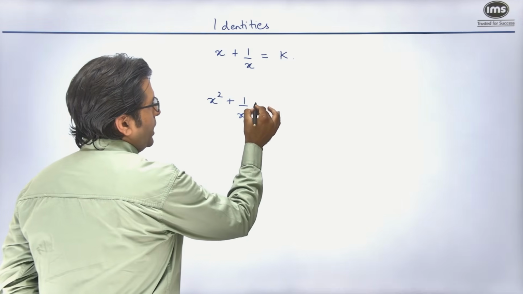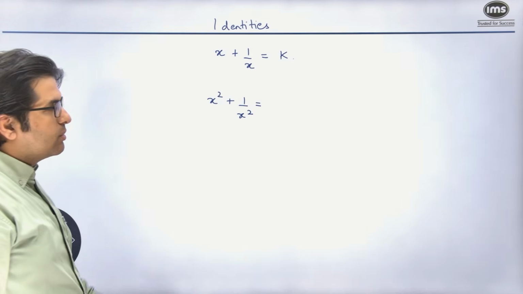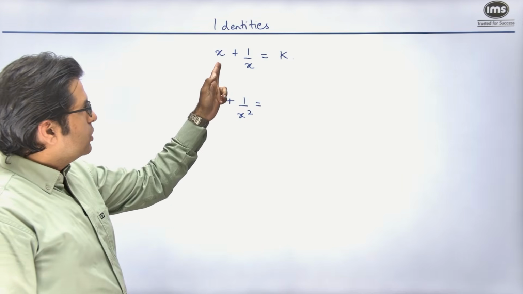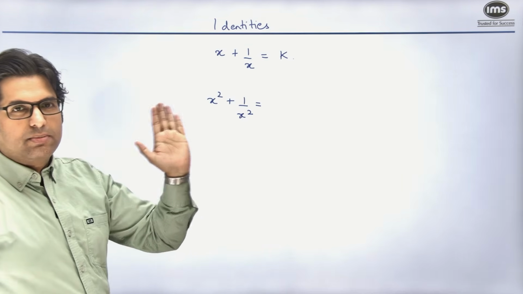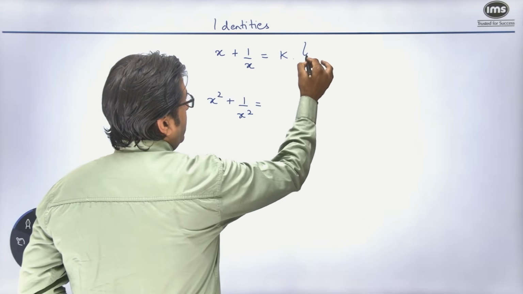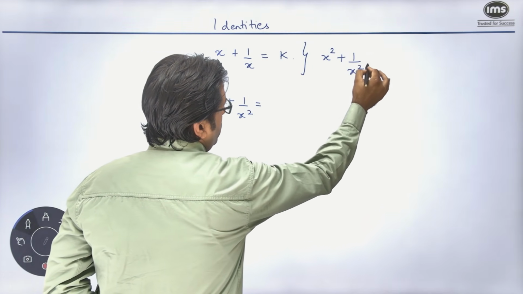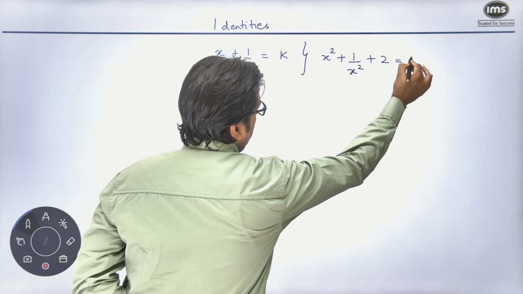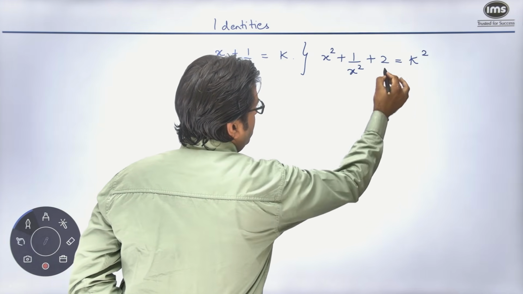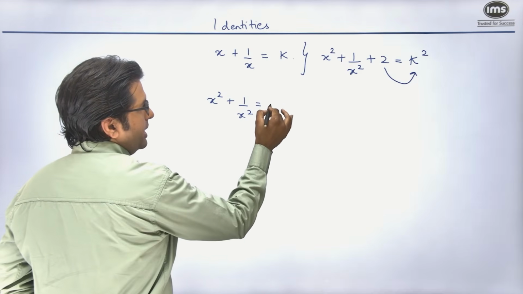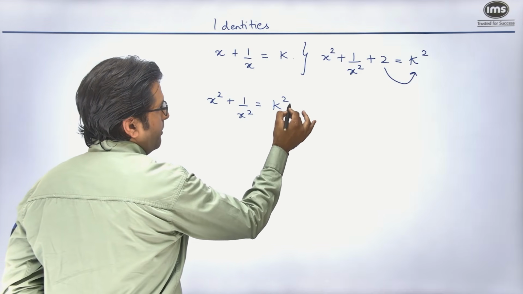So if we want to calculate what is x square plus 1 by x square, the whole idea seems that we can do whole square, right? So let us do whole square for this expression x plus 1 by x whole square. If we do that, then the left hand side will look like x square plus 1 by x squared plus 2 is equal to k square. And now simply we just have to take this 2 to the right hand side and we get our answer for x square plus 1 by x square is equal to k square minus 2.